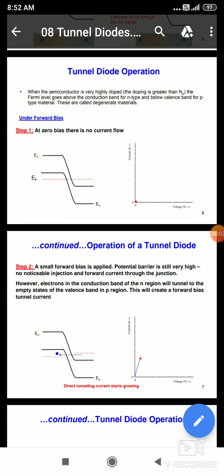The operation and the working of the tunnel diode. Working of tunnel diode under forward bias. Here it includes 6 steps. In the first step, add zero bias or unbiased tunnel diode.